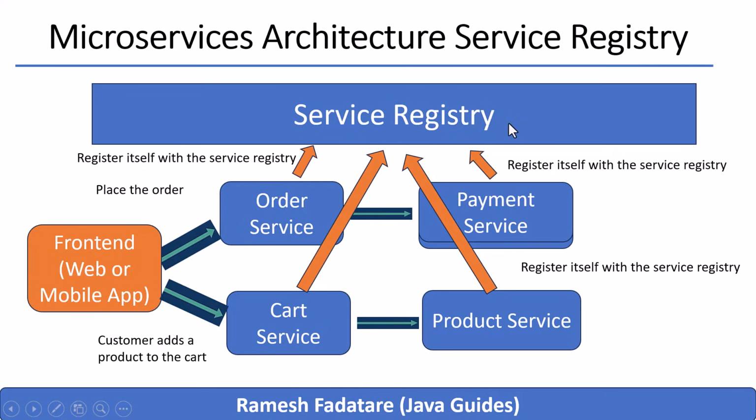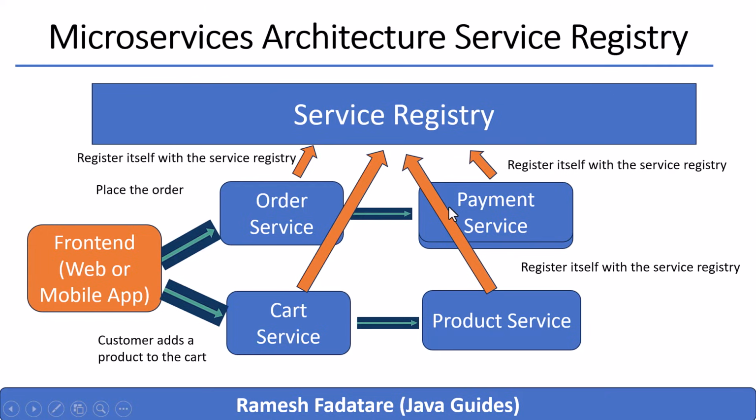Let's get into it. Let's imagine you are building an online shopping platform. You've broken the system down into separate microservices. There is a product service that handles product details, a cart service that manages what users add to their cart, an order service that creates the final order, and a payment service that processes payments. Each of these services runs independently.